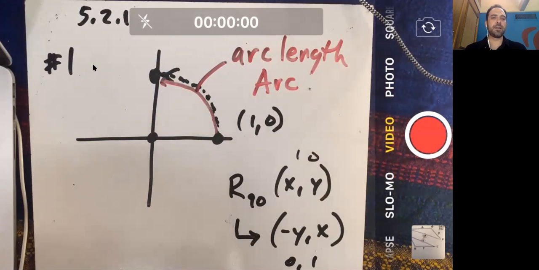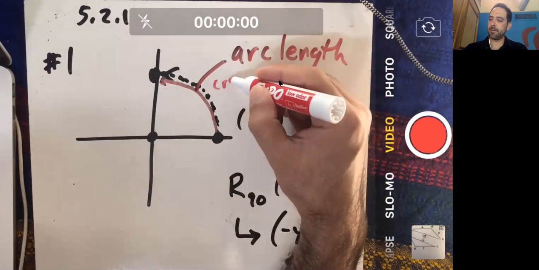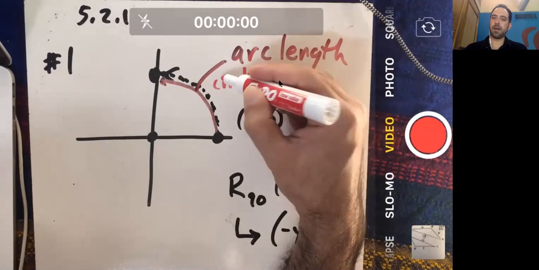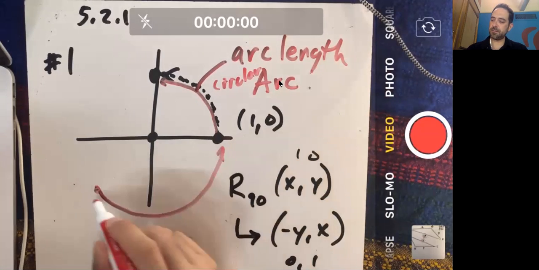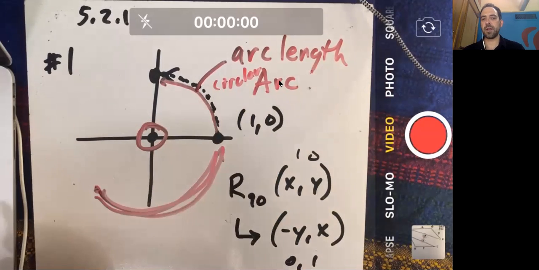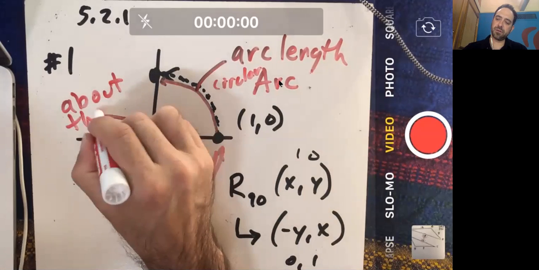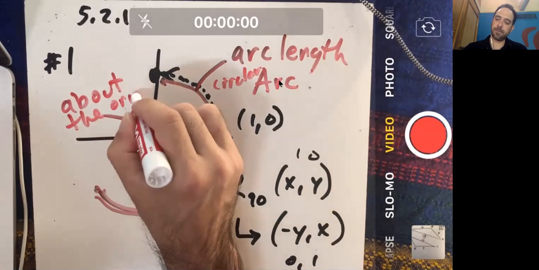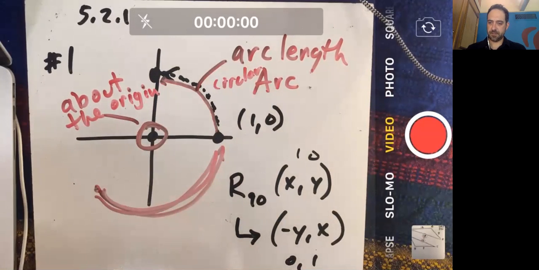Okay, so since we're going to end up with an arc, it's going to be a circular arc, okay? If I was rotating this point around, it still ends up being an arc, around the center, so we're going about the origin. About means around, about the origin. Okay, and that is number 1.